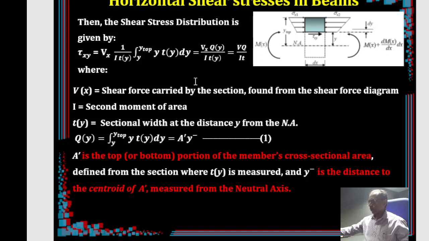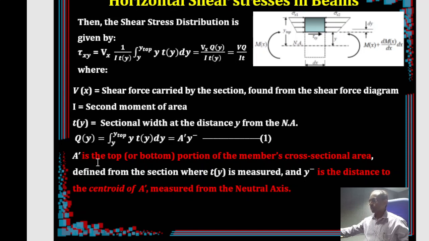So this y is nothing but the distance of the plane that we have considered. Now your expression for finding the horizontal shear stress at any distance y from the neutral axis is nothing but VQ by It, where Q is the first moment of area of the given planar area that we have taken, the integral of y t_y dy, where t_y is the width and y is the distance of that particular plane from the neutral axis. The same term can be written as area times the centroidal distance of the same area from the neutral axis, A y bar.